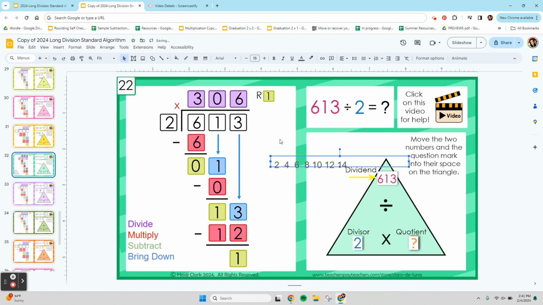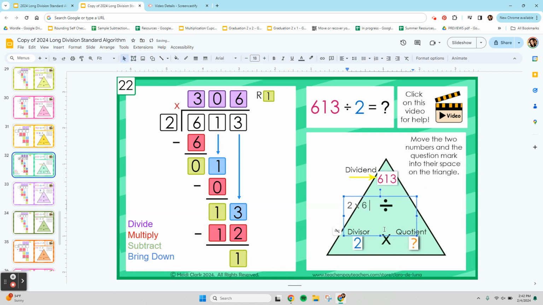So that means that if you had, say, 613 cookies and you're putting them in 2 groups, you could fit 306 in each group, but you would have one left over that you couldn't divide up. To check your work, you would do 2 times 306. It won't equal 613 because remember, you've got that one extra cookie left over. 2 times 306 is 612.